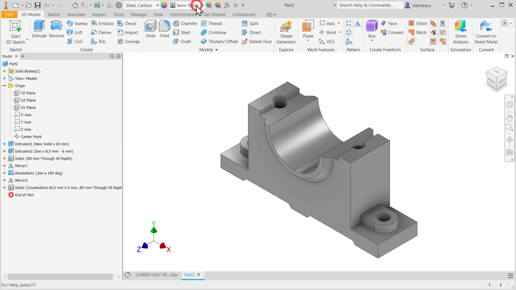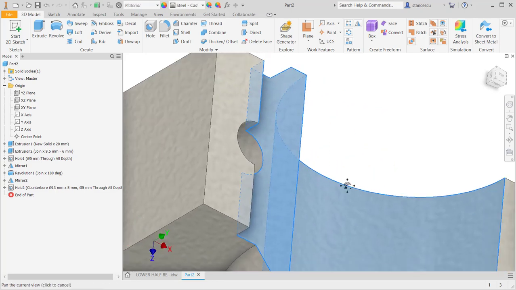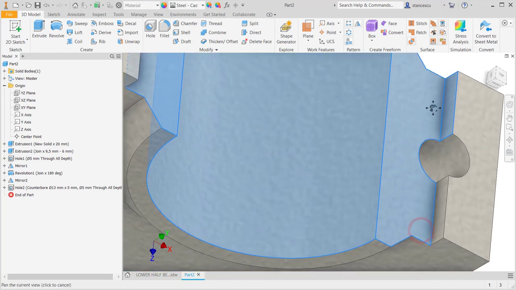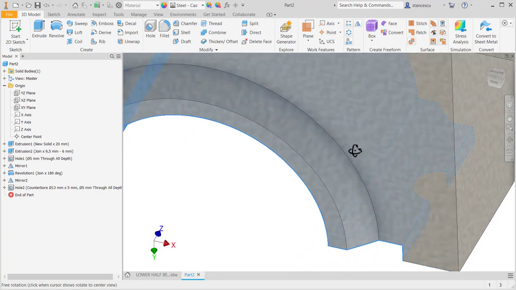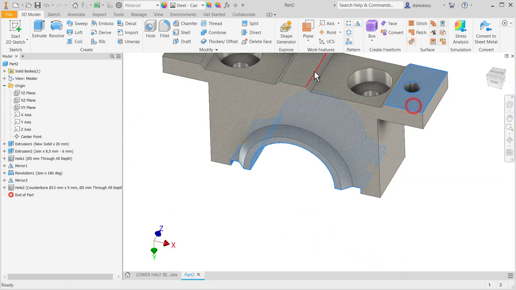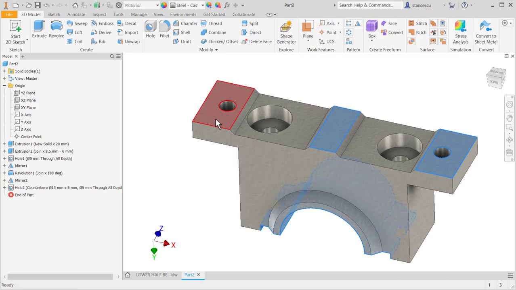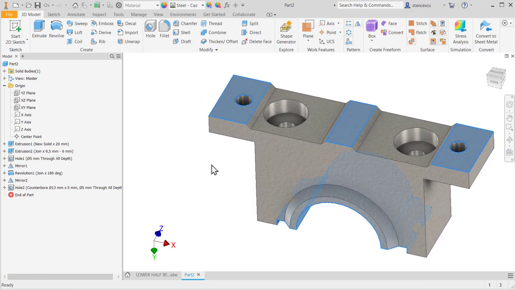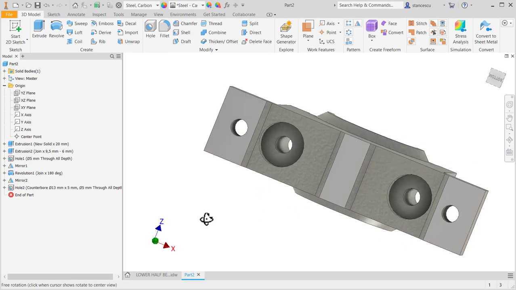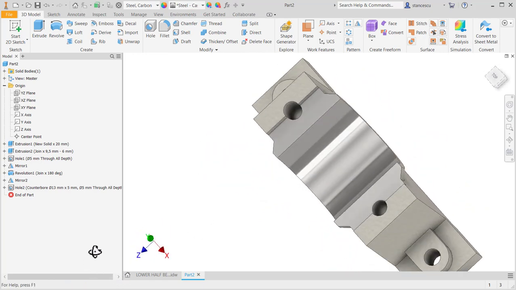Carbon steel, general aspect cast, and some polished faces. I keep the shift pressed when I select only. When I move like this, I don't keep shift selected. If I keep it, it's not good. And this must be polished.